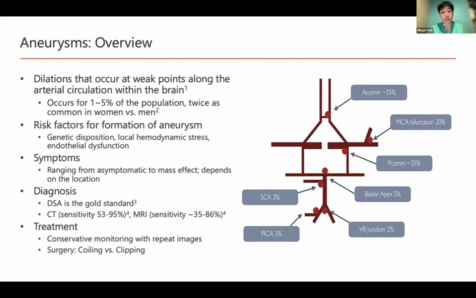It's very location dependent. For example, if it's in the PCOM, then you would have some type of cranial neuropathy. You could have things like vision loss if it's near cranial nerve 2, and we could have other symptoms in general like seizures and headaches.